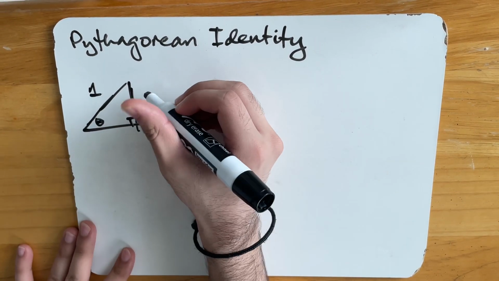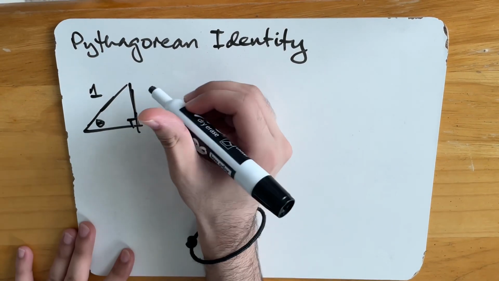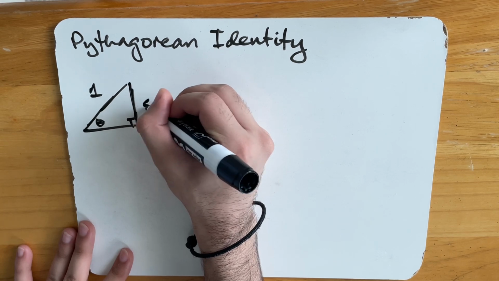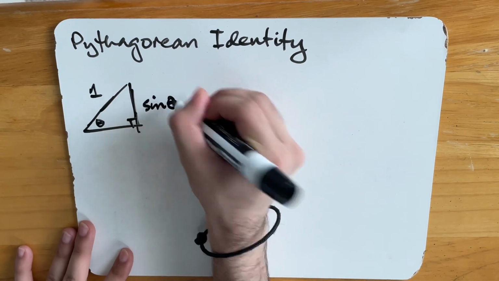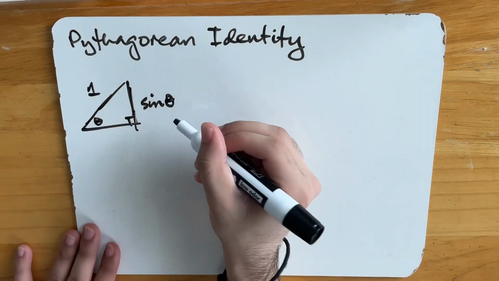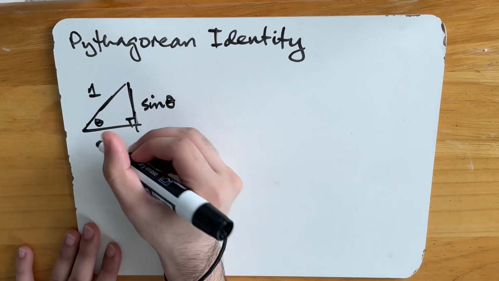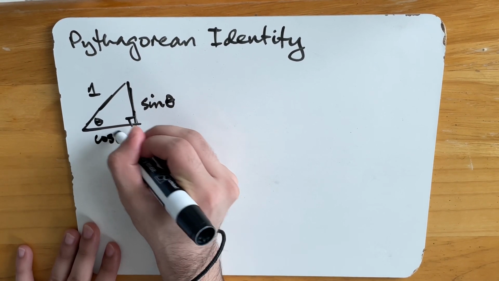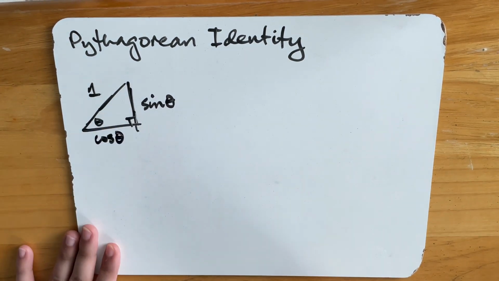I know that this side, the vertical side, is sine of theta, and you can do the SOHCAHTOA for yourself to verify this. So this side is sine theta, this side is cosine theta, and this is 1.